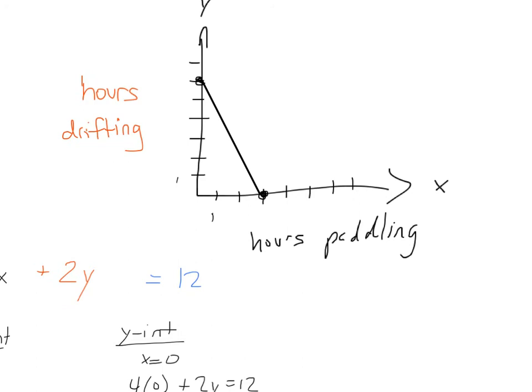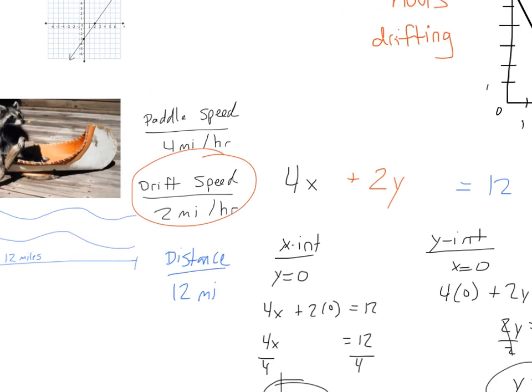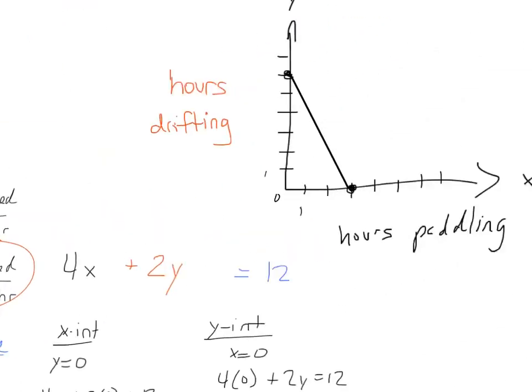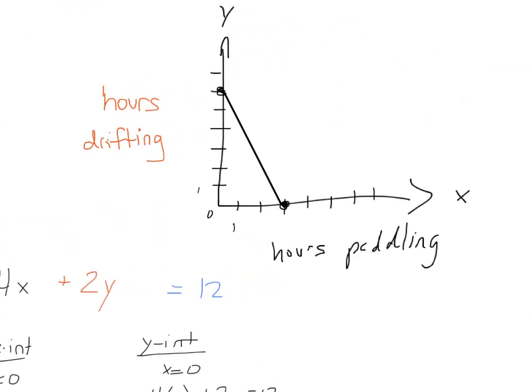Same thing with drifting. It's up here at 1, 2, 3, 4, 5, 6. If I drift for 6 hours and I paddle for 0 hours, because 0 would be right there, I'm going to go the whole way. I'm going to go all 12 miles. And that makes sense, because if I drift at 2 miles an hour and I got to go 12 miles, it's going to take me 6 hours to do that whole distance. But the awesome thing is that there are other possibilities in here.